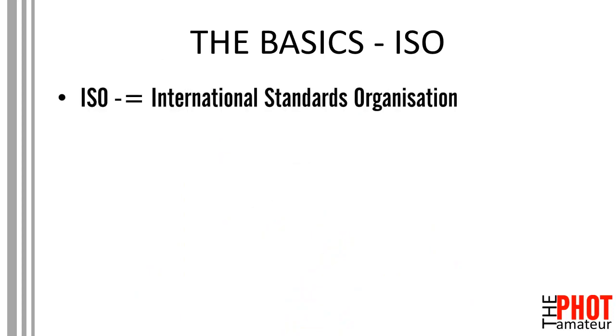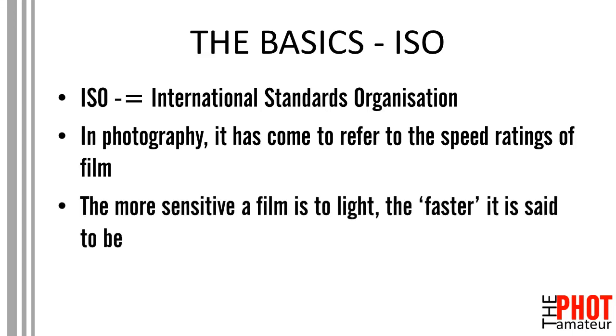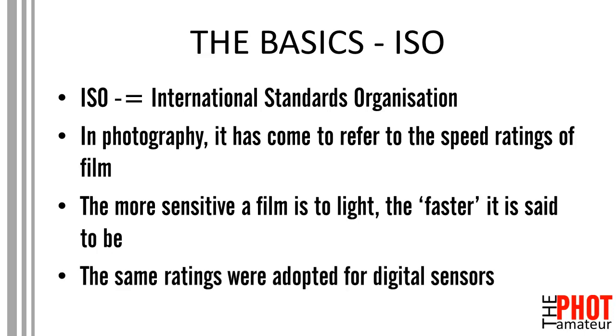ISO. What's ISO? Well, it's an acronym for the International Standards Organization, actually. But in photography, it has come to refer to the speed ratings of film, or indeed the setting on your digital camera. The more sensitive a film is to light, the faster that film is said to be, and as I've just said, the same ratings were adopted for digital sensors.